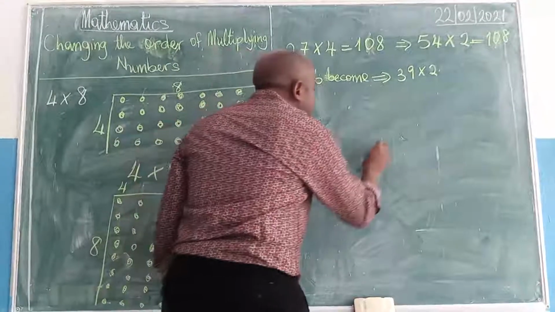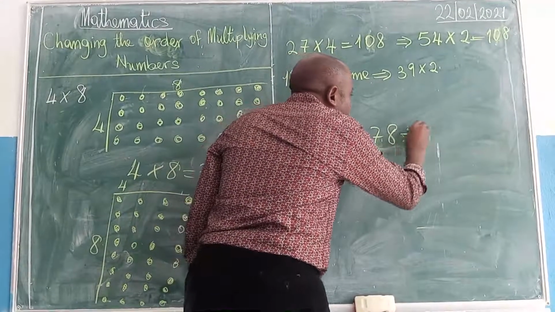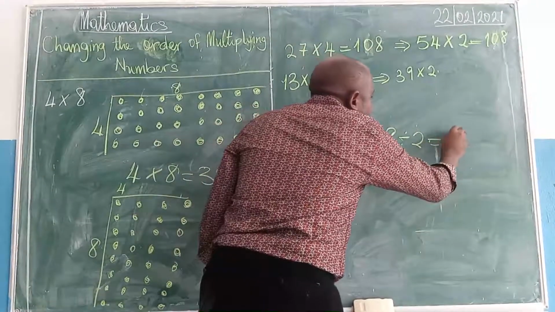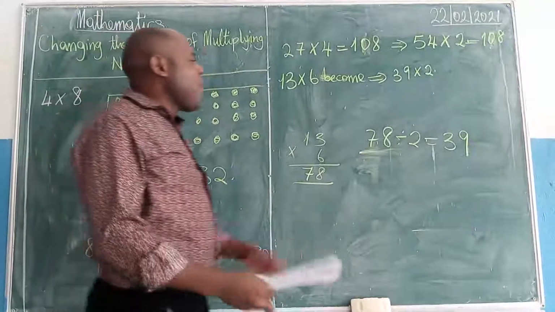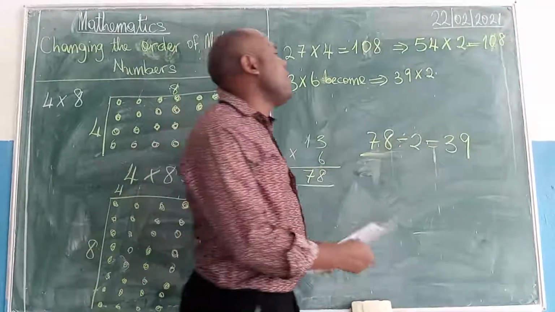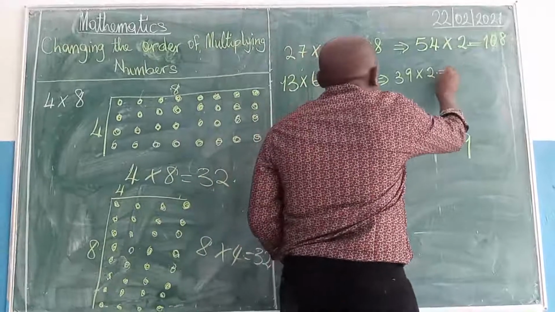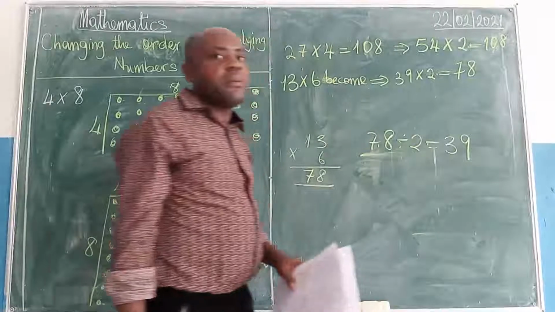78. If I now take 78 divided by 2, I will have 39. So the half of 78 is 39. So to multiply by halving, it will be 39 by 2, which still gives me 78.